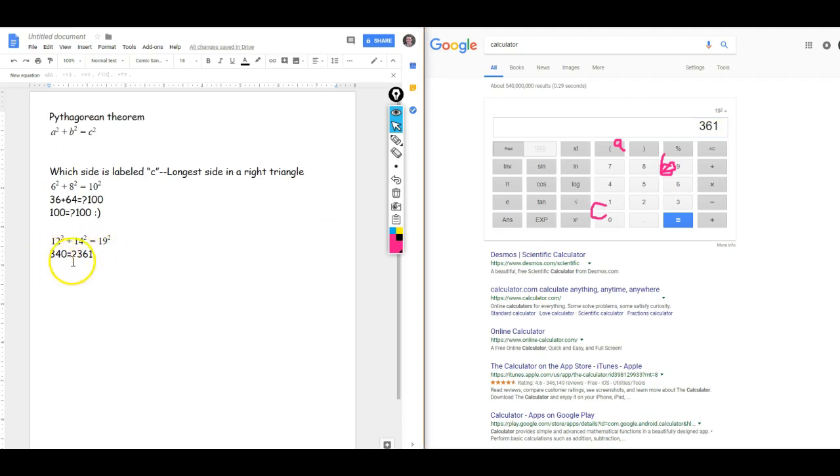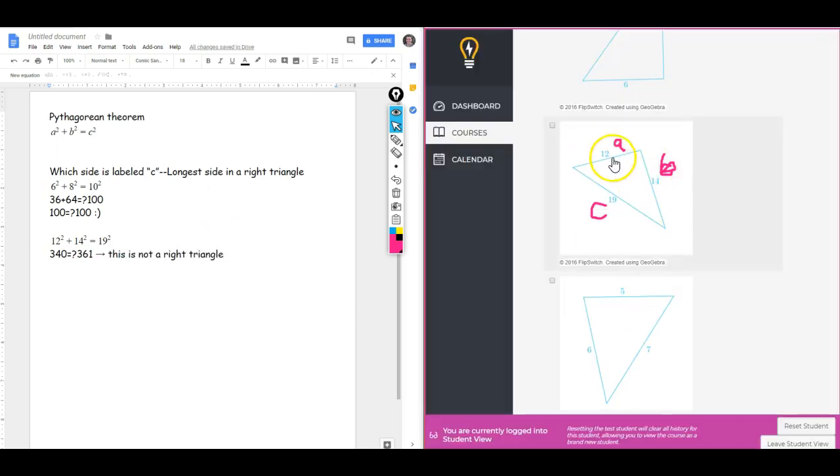Since this statement right here is not true, 19 squared comes out to be 361, and 340 does not equal 361. That means that this is not a right triangle. So I would not be selecting this triangle. Let's go on to the next one.